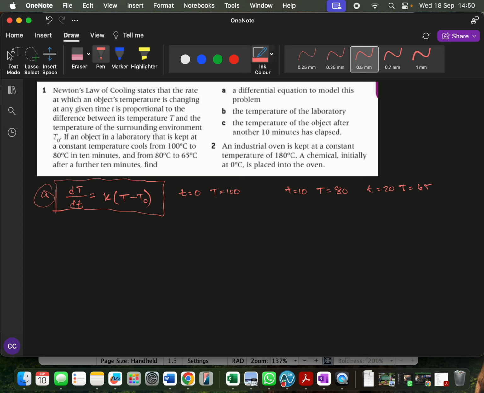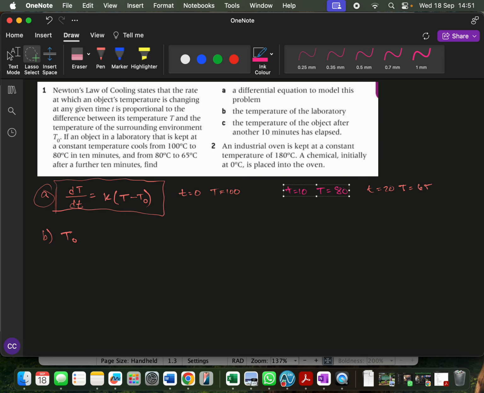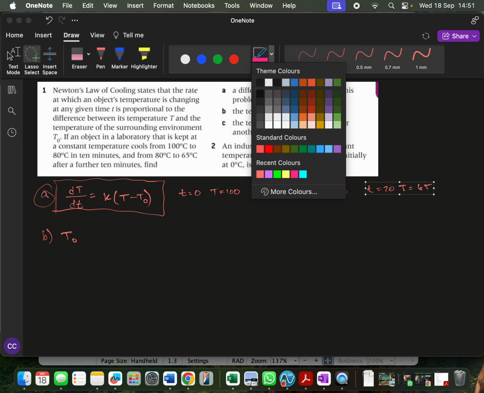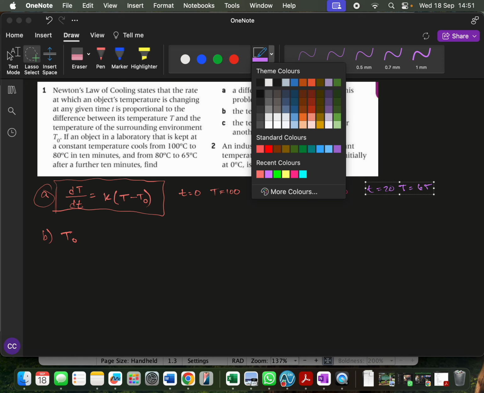So we just need to find that, and then we need the temperature of the laboratory. So our goal is to find, for part B, we need to find T0. The fact that we have these three values tells us something. This means that we're going to have to solve a system of equations. Okay, so let's set up the first one and see where we can get with it.